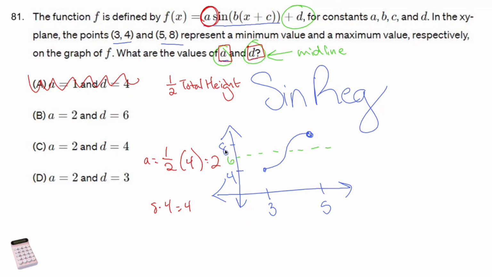If you were given terrible numbers and asked to find the same thing, you would do your minimum value plus your maximum value and divide that by 2. Midline is just like a midpoint, where you add 2 things and divide by 2. So that gives you 12, and 12 over 2 is 6. So your midline is 6, so d equals 6. So we need the one where a is 2, d is 6.